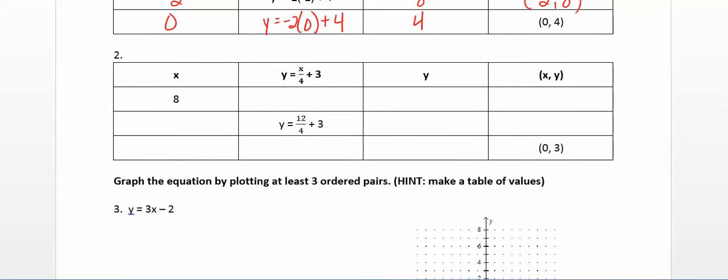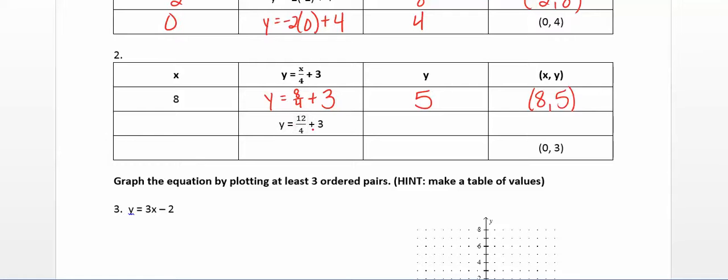For the second table, we have a little bit different function here. Y equals x over 4 plus 3. So we're plugging in an 8. 8 over 4 plus 3. Remember, that's like a division problem. You do division before addition, so 8 divided by 4 is 2. 2 plus 3 is 5. So for the first ordered pair, we get 8, 5.